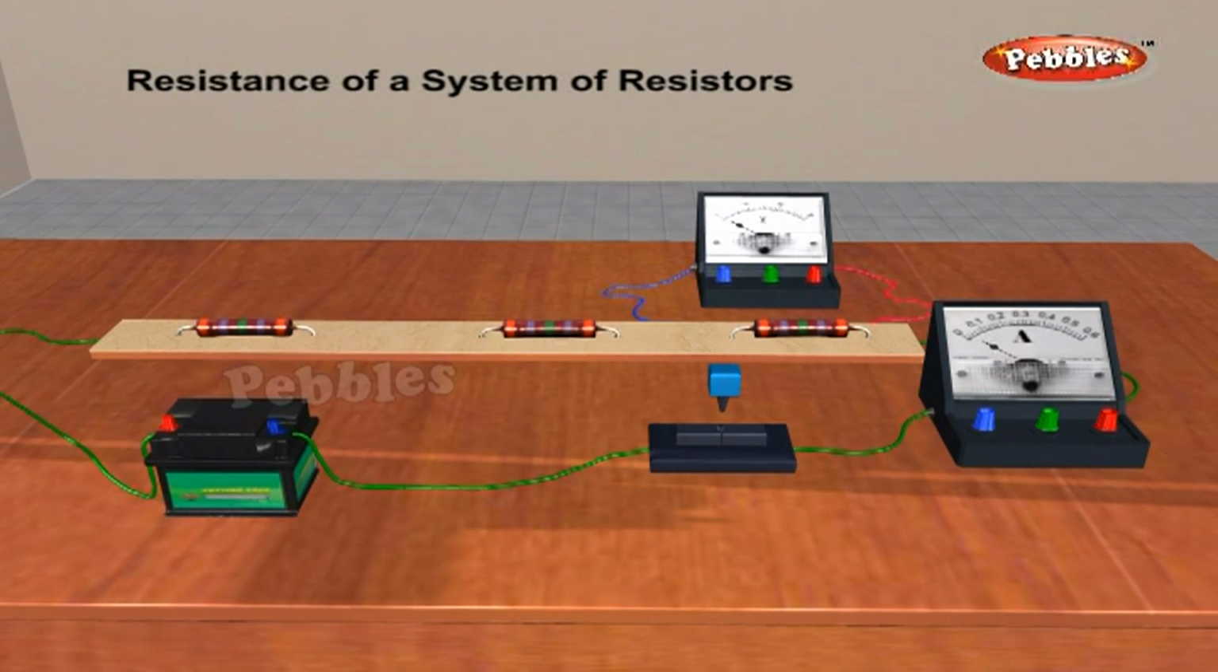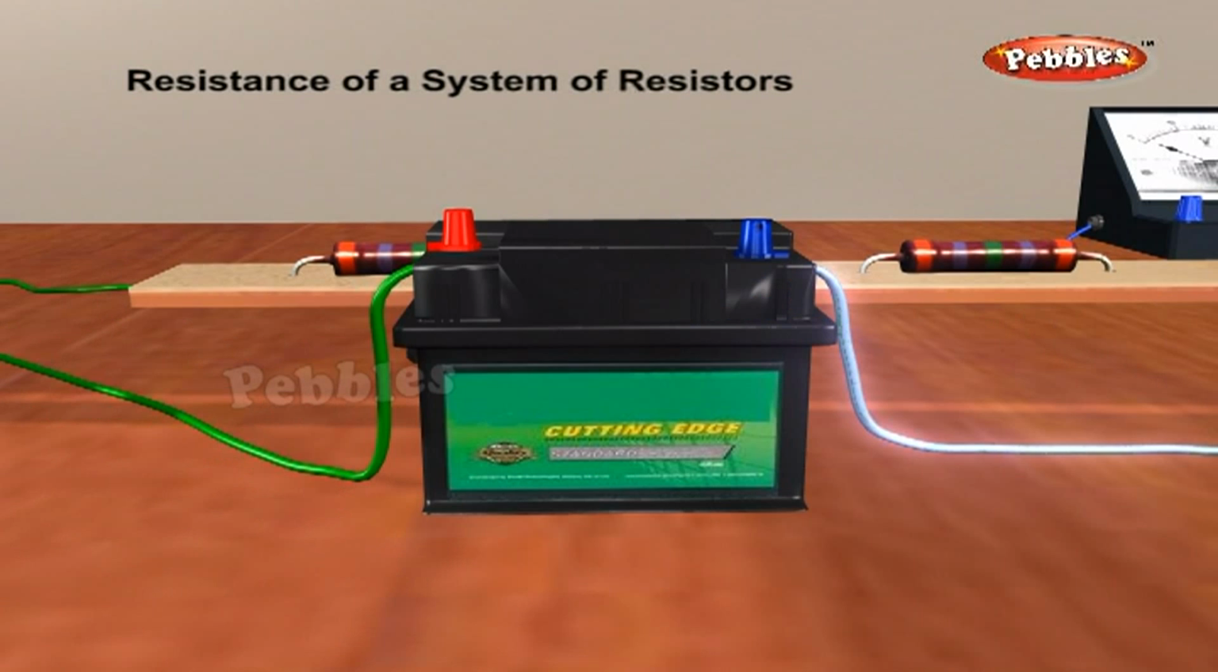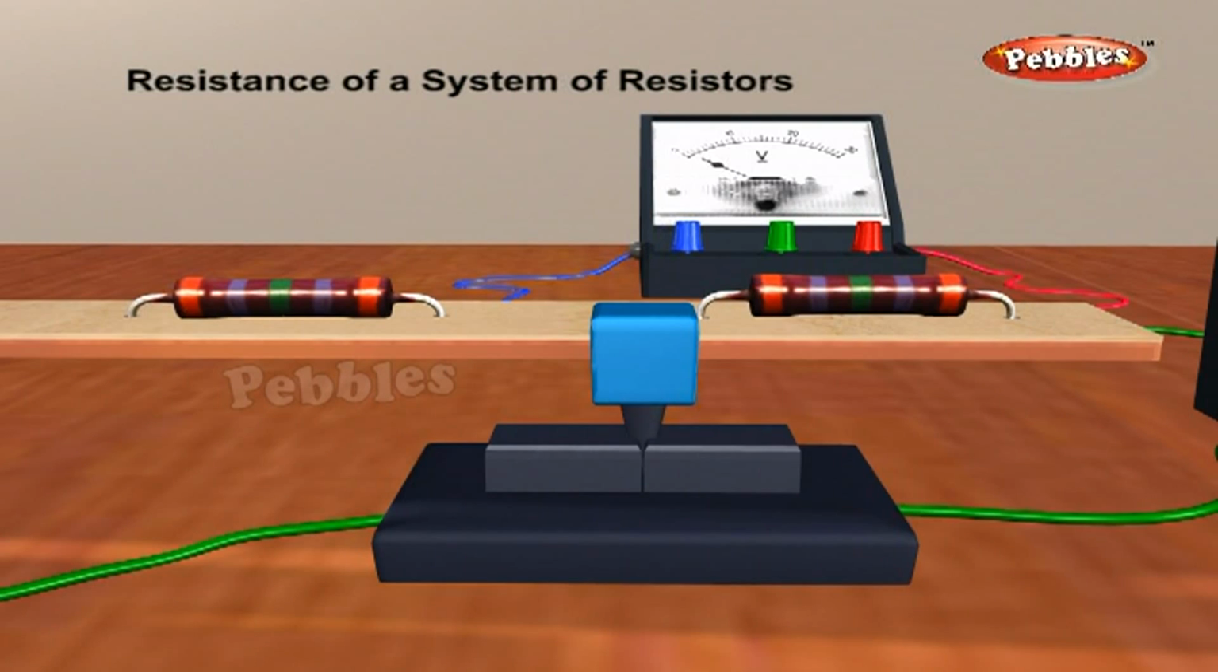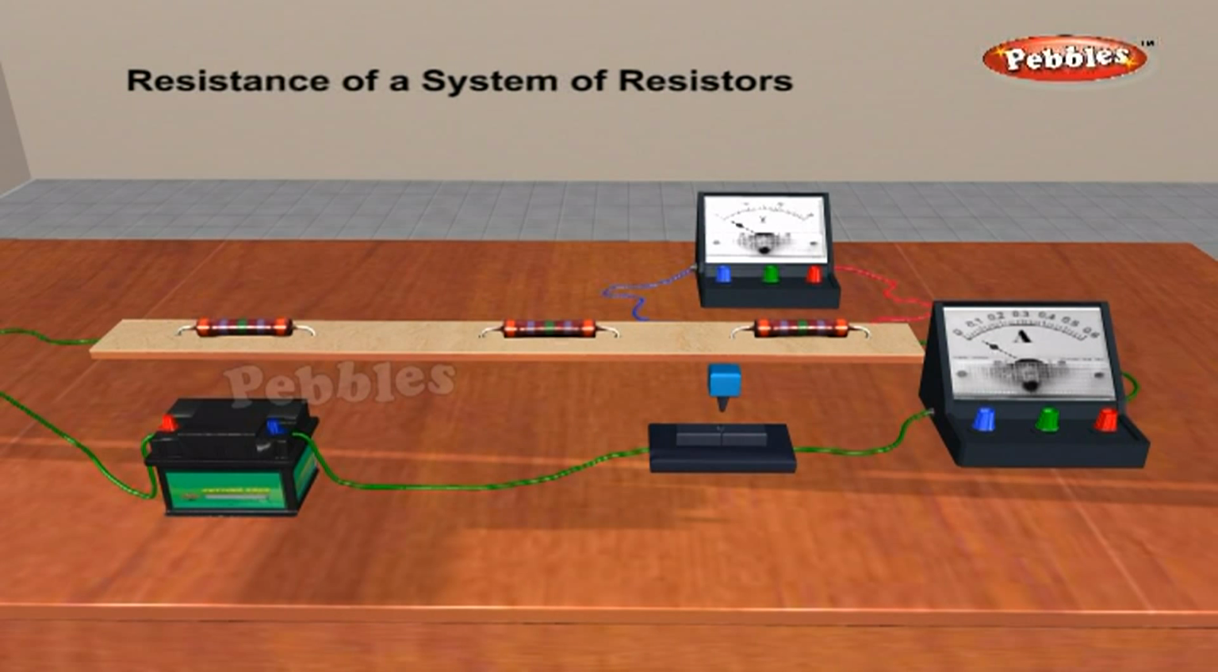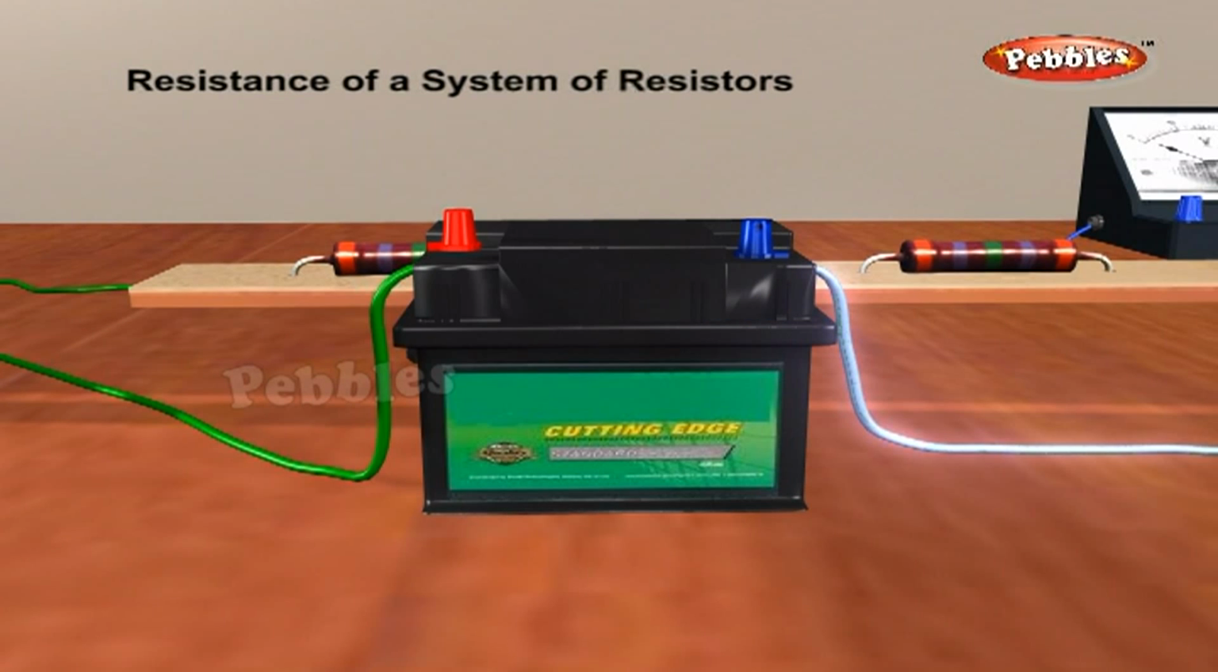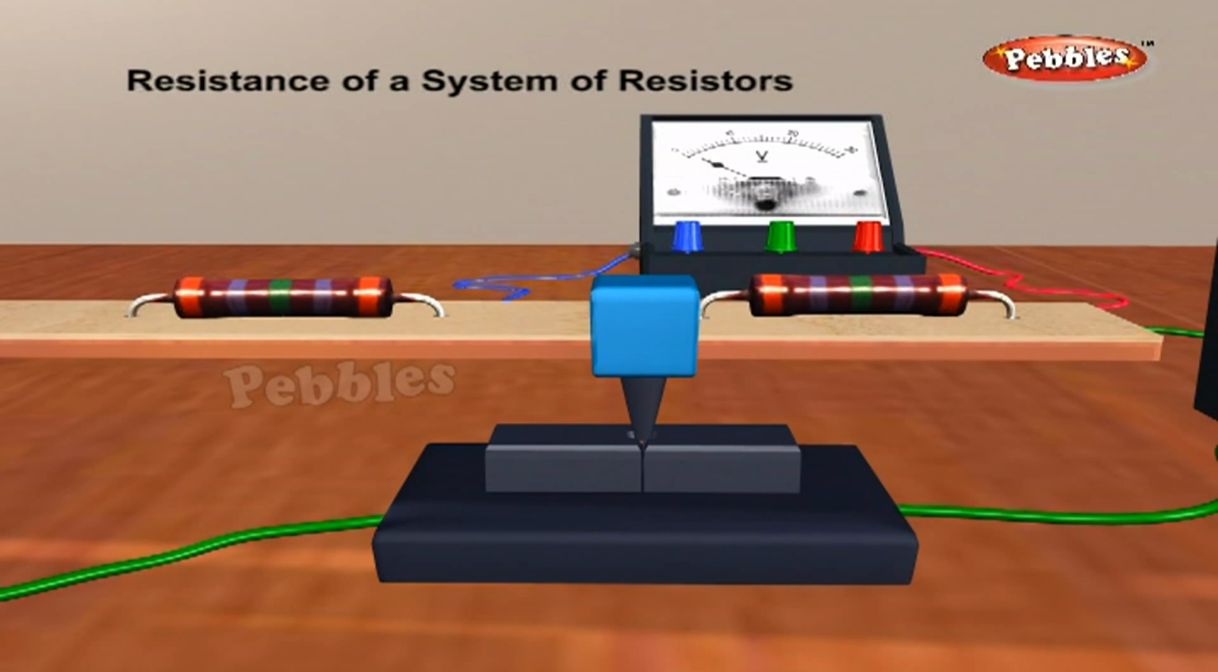Join three resistors of different values in series. Connect them with a battery, an ammeter, and a plug key. You may use the resistors of values like 1 ohm, 2 ohm, 3 ohm, etc. and a battery of 6 volt for performing this activity. Plug the key.